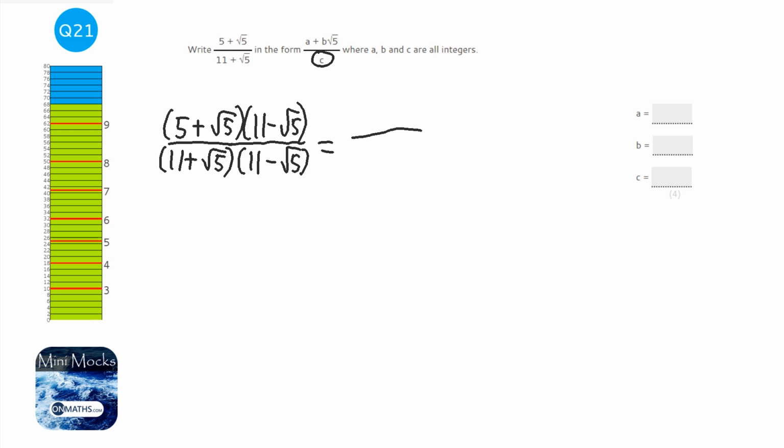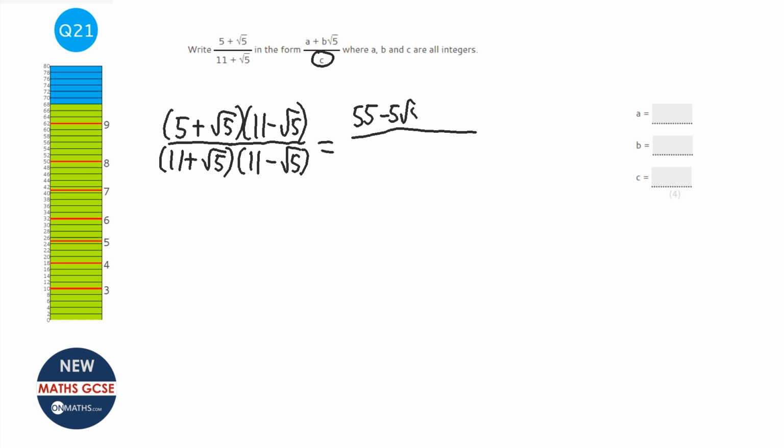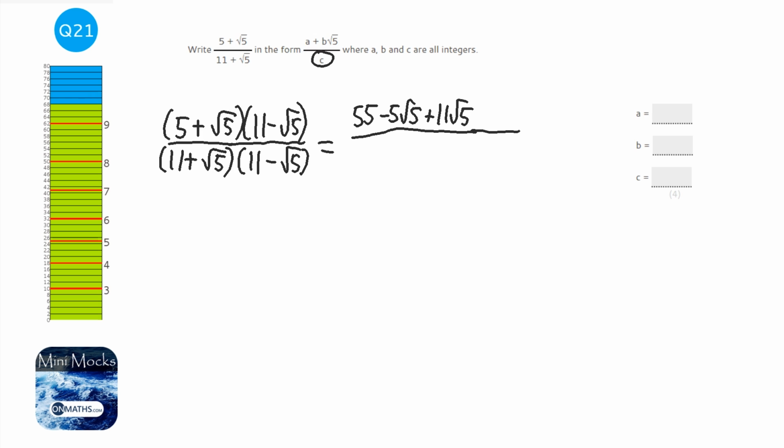So I'm going to do the top first. I'm going to do 5 times 11, which is 55. I'm going to do 5 times minus root 5, which is minus 5 root 5. I'm going to do 11 times root 5, which is 11 root 5. And root 5 times minus root 5, well, a positive times a negative is a negative, and any surd, when you times it by itself, it just becomes that number. So root 5 times root 5 is just 5.